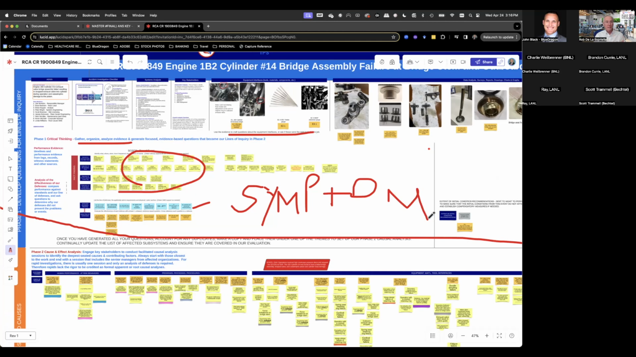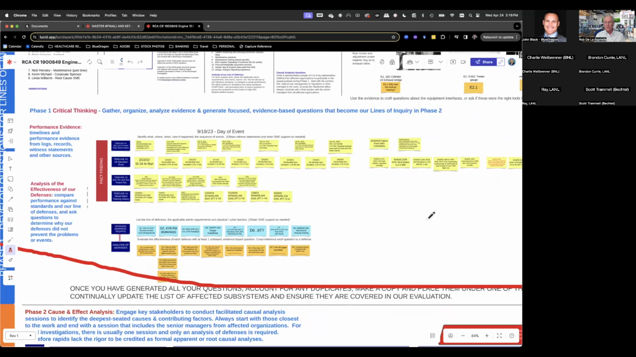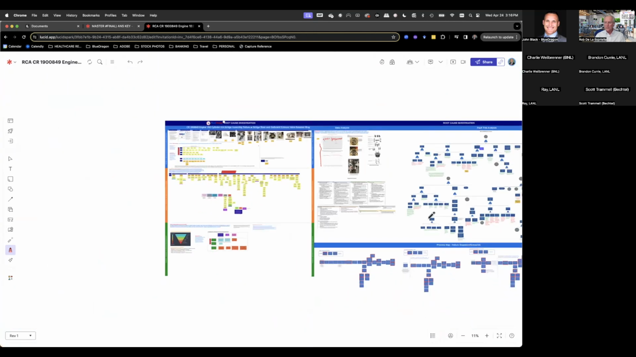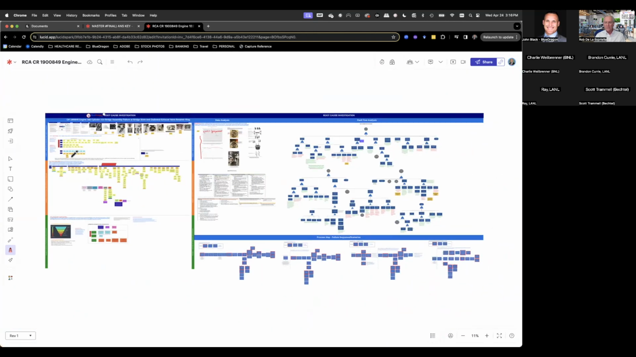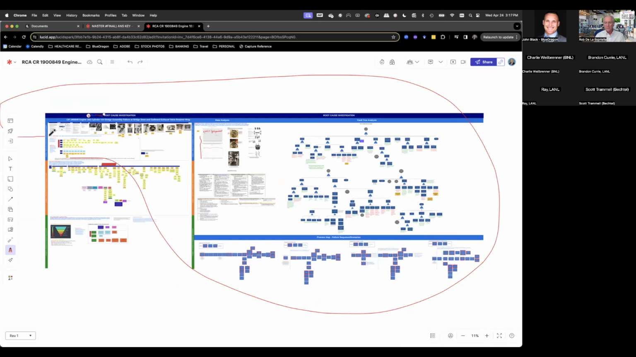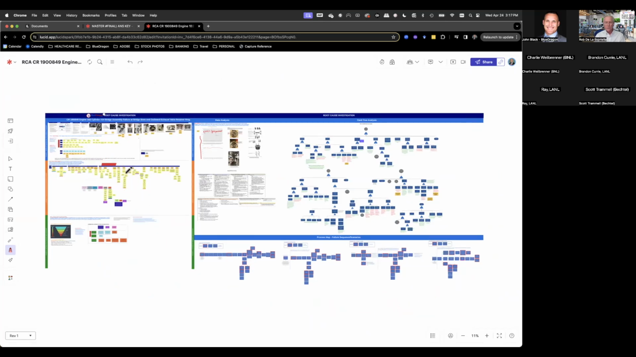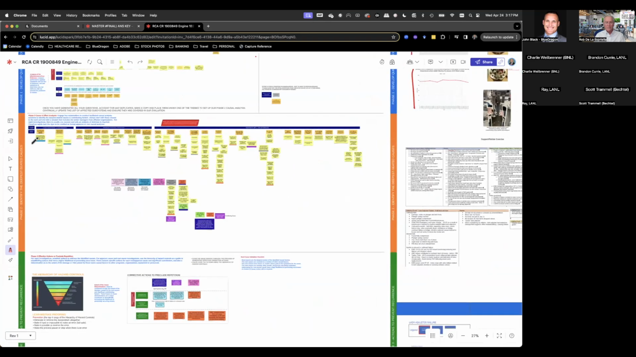Symptoms are the manifestation of the event, and we're going to reverse engineer our way back from the symptoms to the sources, the root causes. That's why this is so important. So there in a nutshell is a big picture of how we bring all this information to bear on phase two so that we can do our focus groups with the right affected parts of the organization.